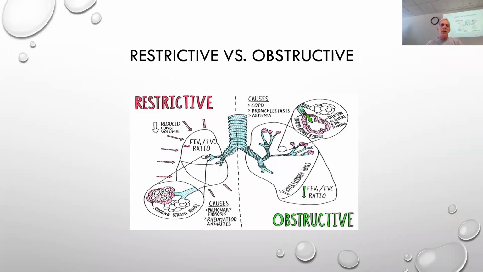Now here's a nice slide that, in a simple form, tells you the difference between restrictive and obstructive. Basically with the restrictive, you have a reduced lung volume to deal with. So you're not gonna get in enough oxygen, simply put. And some of the causes here, you might have a couple of immune things going on, like rheumatoid arthritis or pulmonary fibrosis. If you have cystic fibrosis, that's a genetic form of another restrictive airway disease.